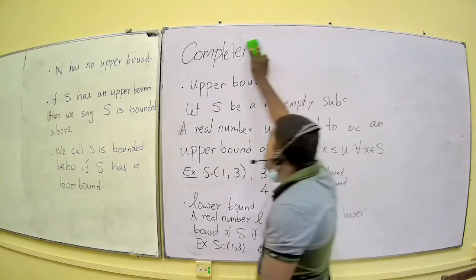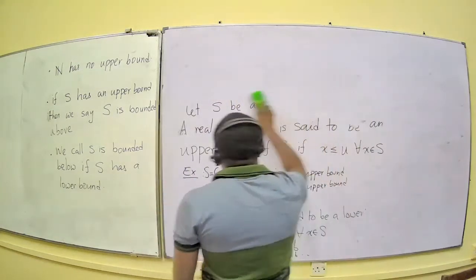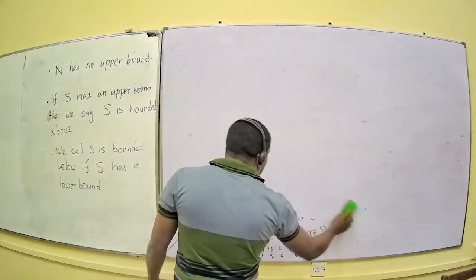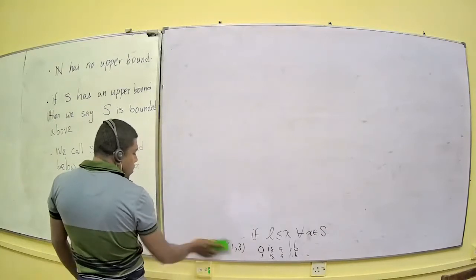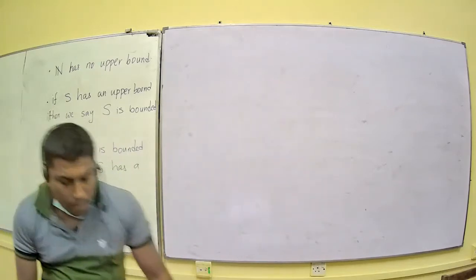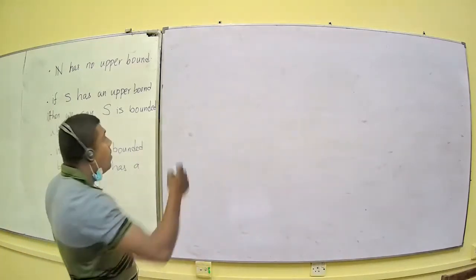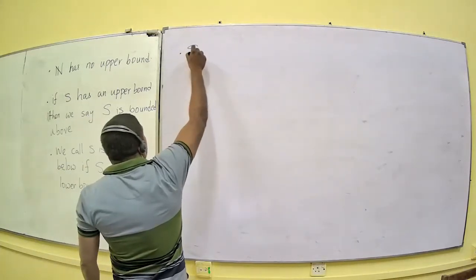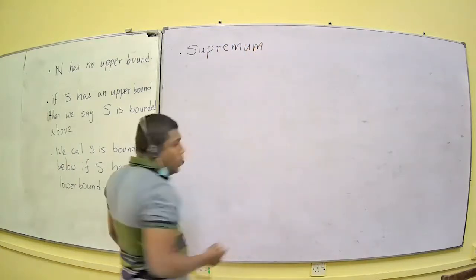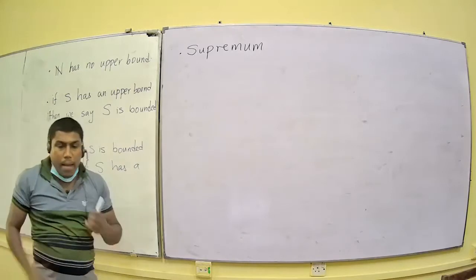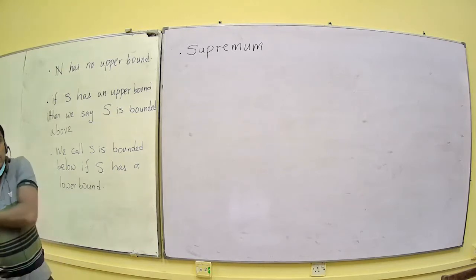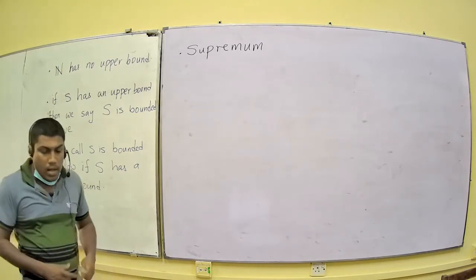So we will define the best possible upper bound. It is called supremum. This is a new terminology you are going to encounter in this course. Upper bounds and lower bounds you might have heard earlier, but supremum is a new term. Let me write it down. Supremum is basically an upper bound which has some special property, a special type of upper bound.